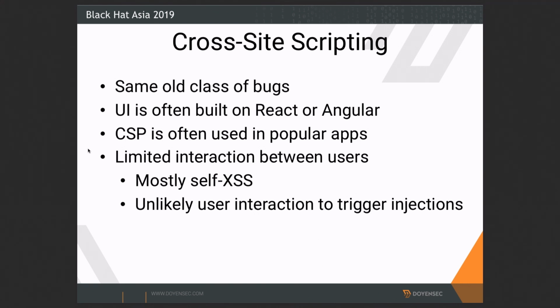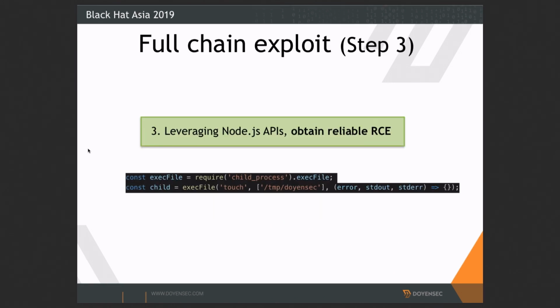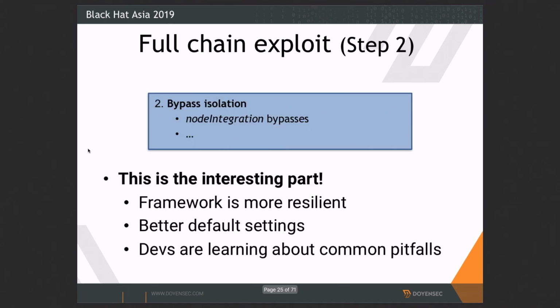I'm gonna jump for a second step 2 and instead spend a few seconds on step 3, which is basically granted. If you are on a renderer and you have full control of JavaScript, and there is no isolation, or you bypass the isolation, then obtaining a reliable remote code execution is as easy as using the Node.js API. And so from the pure technical standpoint, the interesting part, at least in my opinion, is step 2: how do I go from an XSS to bypassing the isolation in order to execute commands.